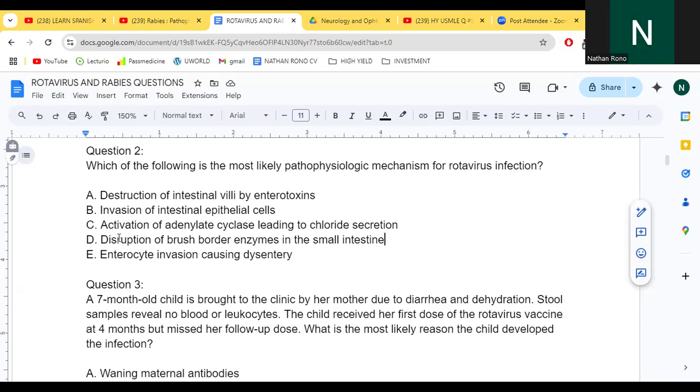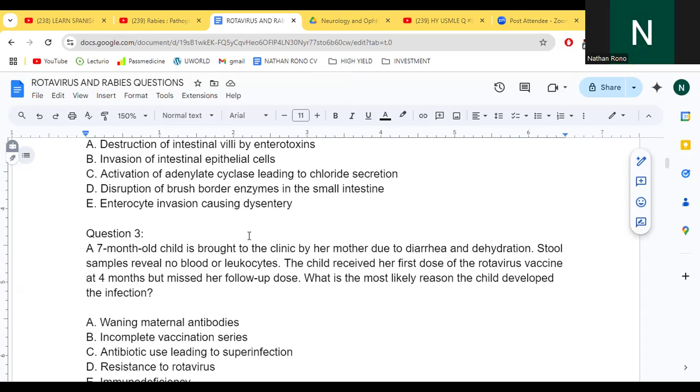Then choice D, disruption of brush border enzymes in the small intestines. That's the answer. Enterocyte invasion causing dysentery. So dysentery is also another term for bloody diarrhea. This is Shigella. This is choice E, and that's a bacteria. And I've not talked about it. So the answer is D. Have you understood? So don't be confused by these big words. But if I have not mentioned it, you should not pick it, okay?